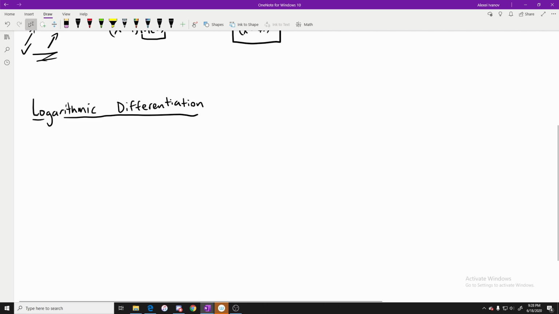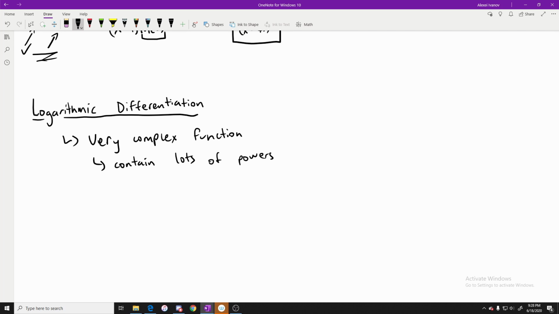Now we get into a topic that's very applicable to difficult functions. If we're trying to find their derivative but there's a lot going on in the function, we can use something called logarithmic differentiation, and it will help us immensely. Essentially, we're going to leverage the logarithm laws. We want to use this in scenarios where we have very complex functions that have a lot of powers. And by powers, I mean like x squared, or x to the half, or x cubed.